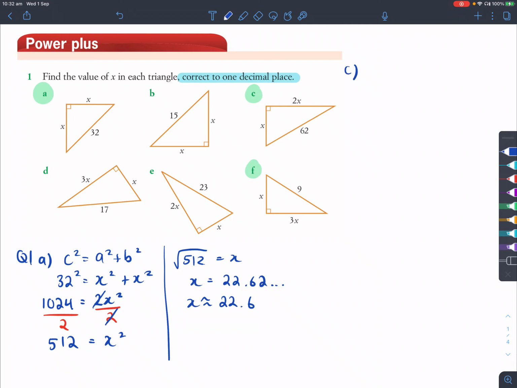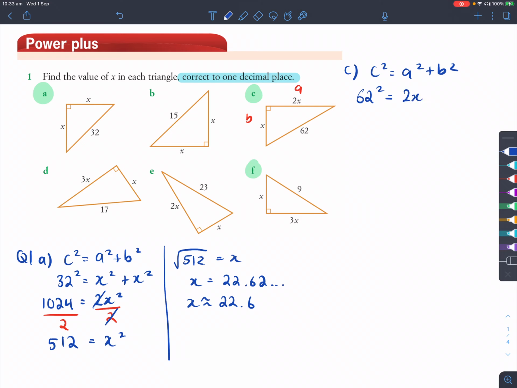Let's have a look at C. For question C, we have a question related to Pythagoras theorem once again, in a triangle. We've got our hypotenuse here as 62, so I'm going to replace our c by 62. That'll be 62 squared equals a squared plus b squared. a is basically any of these sides, so it could be 2x or x. I'm just going to let it be 2x, and the other one is b. So we'll have 2x all squared plus x squared.